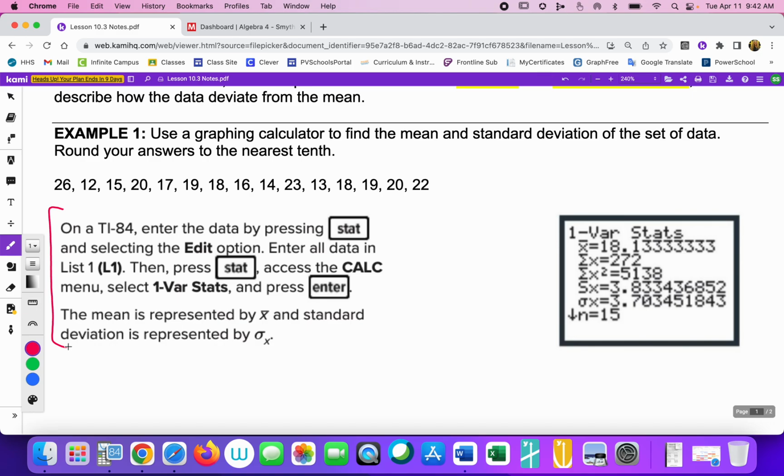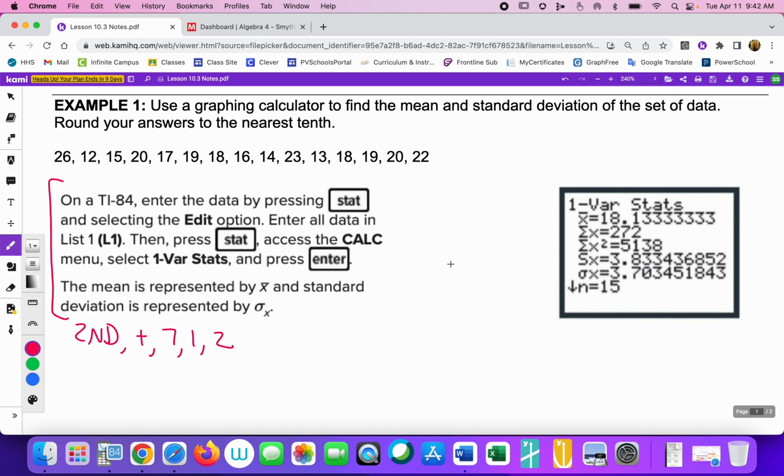And then also, I'd recommend resetting the calculator each time. So again, second, plus, 7, 1, 2. There's just less issues that way, especially with newer calculators. The older calculators actually cooperated a little bit easier last hour than the new ones. Okay. So we are going to enter this list of numbers in. All right, so the buttons are on here. So we're going to hit stat, edit, enter all of these numbers in no particular order, as long as you get all of them, into list 1, and then we'll calculate the statistics for it.